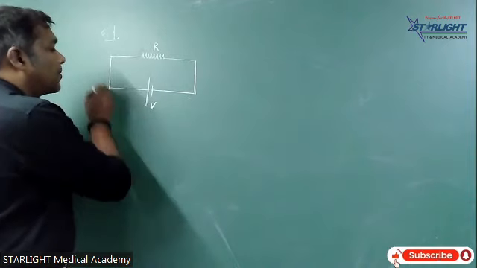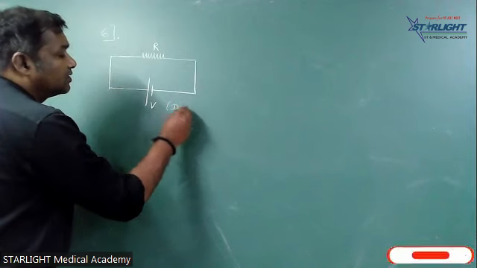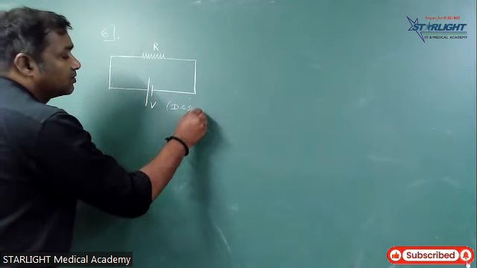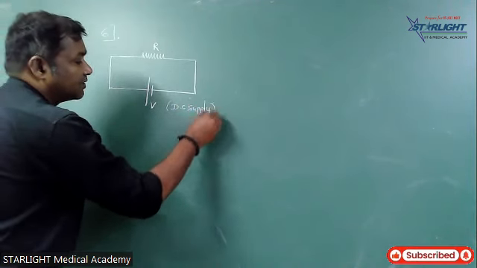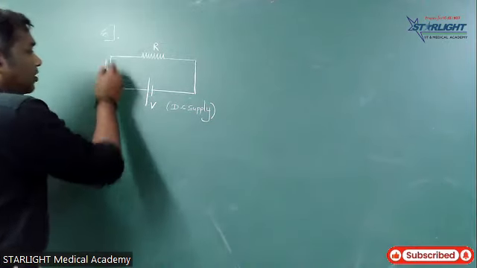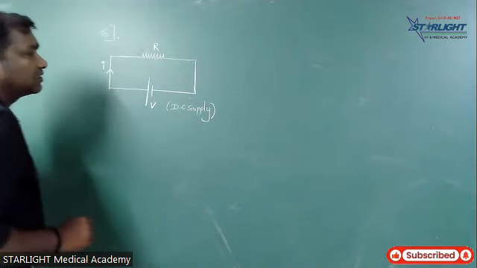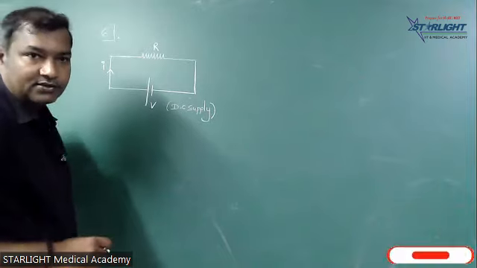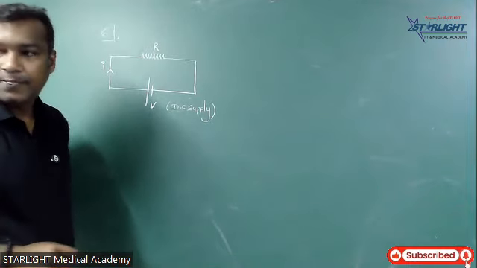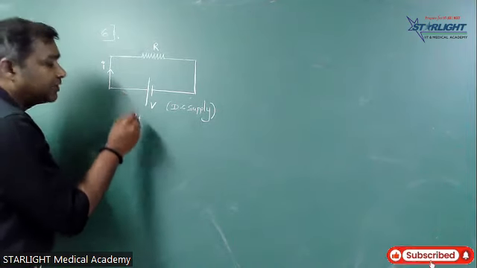Now current is passing, DC voltage. Direct current DC supply is given to this resistor. How much current is passing? Now current is passing through this resistor. Heat is generated. Heat generated in this resistor is, how much heat is generated in this resistor?